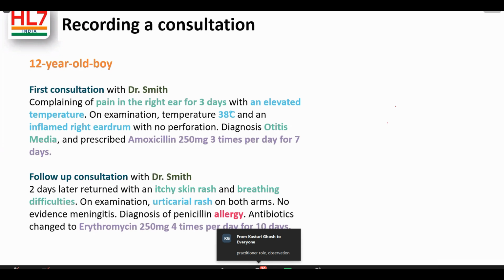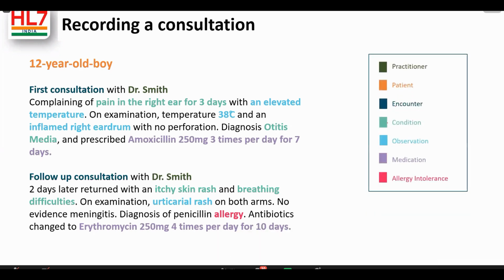Okay, so it's 5:37, and these are the resources that I could figure out that might be required. You need a practitioner resource because you have Dr. Smith. You need a patient resource because you have a 12-year-old boy, demographics. Consultation and follow-up consultation would go in encounter. And the pain in the right ear for 3 days and then itchy skin, breathing difficulties, they can all go in condition.